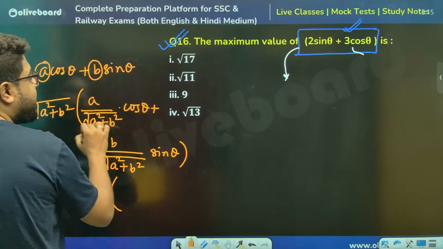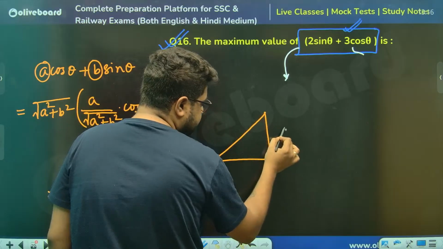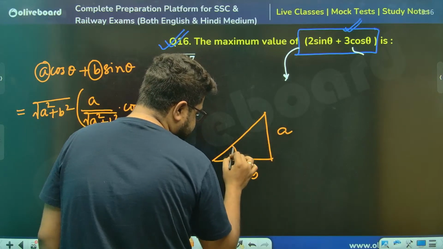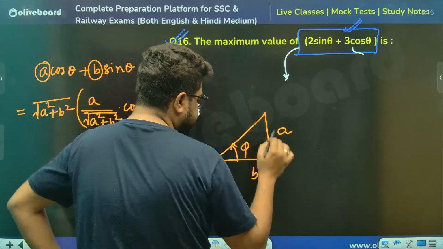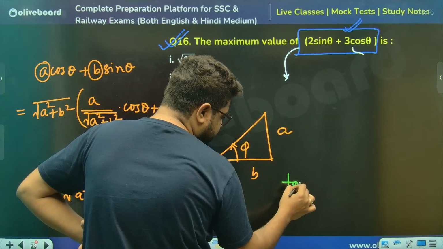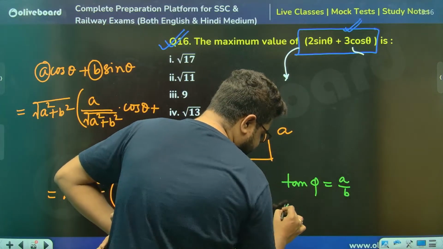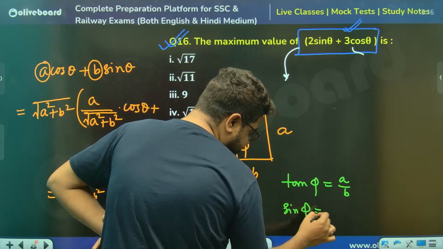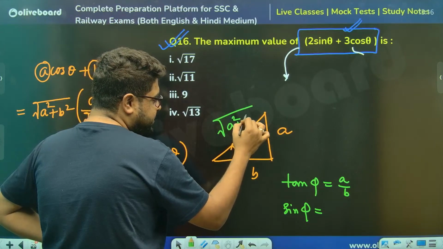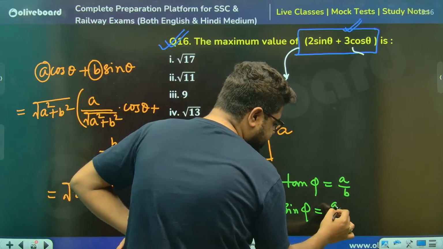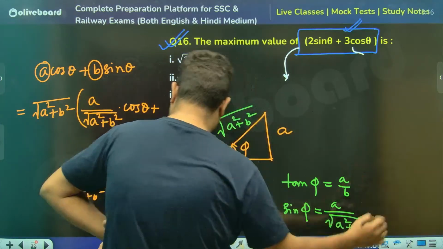Now if you look at this, take a triangle where this is A, this is your B, and this is an angle phi, just for our reference. So tan phi will be what? Tan phi is A by B, and sin phi will be how much? If this is A and this is B, then this side is root over of A square plus B square. So sin phi is A by root over of A square plus B square.